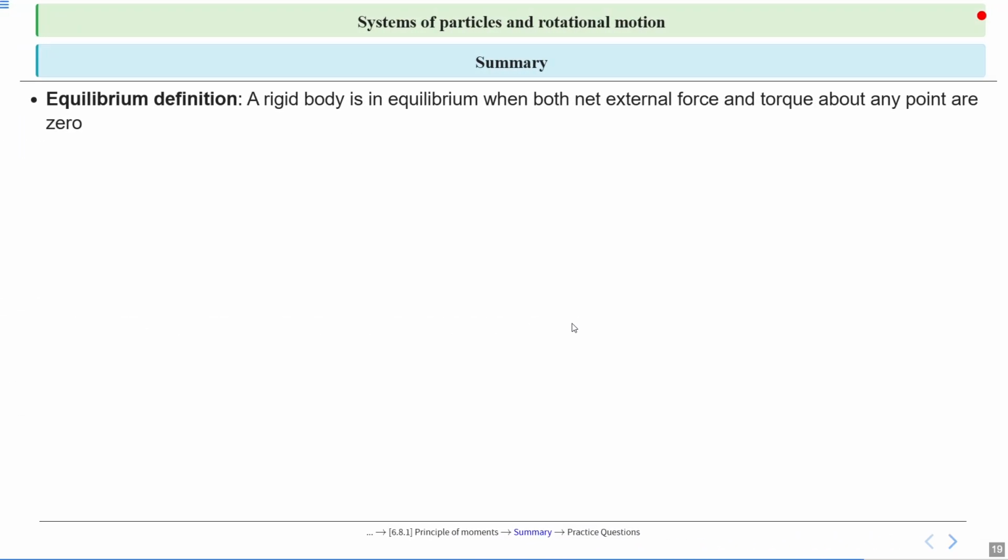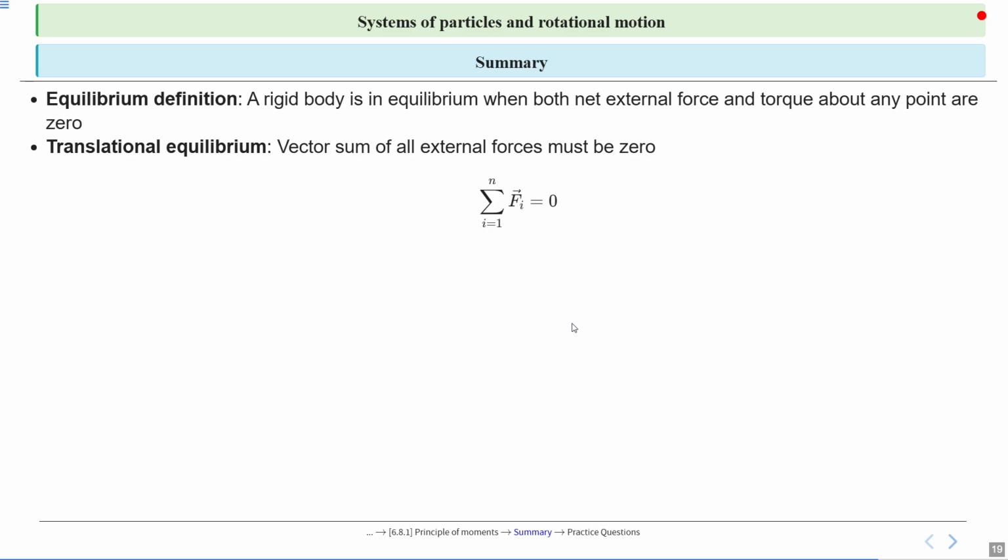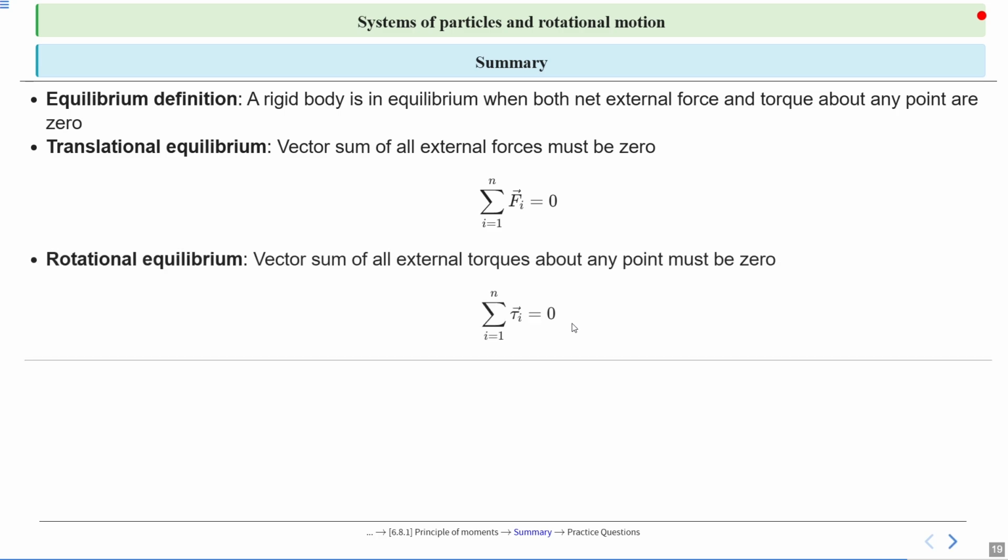Now, summary. Equilibrium definition: a rigid body is in equilibrium when both the net external force and the torque about any point are 0. Translational equilibrium: the vector sum of all external forces must be 0. So summation i equal to 1 to n, Fi equal to 0. This is only valid for translational equilibrium. And rotational equilibrium: the vector sum of all external torques about any point must be 0. So mathematically it will be summation i equal to 1 to n, tau i equal to 0.